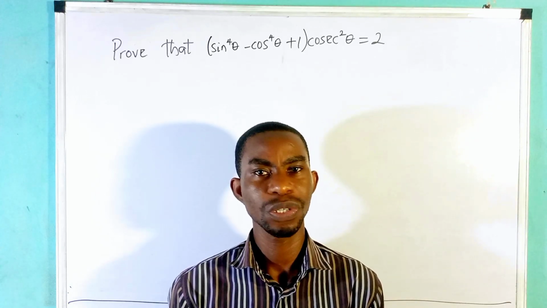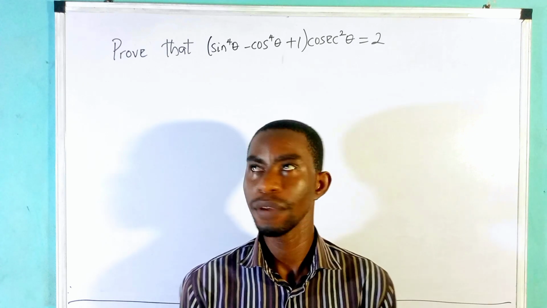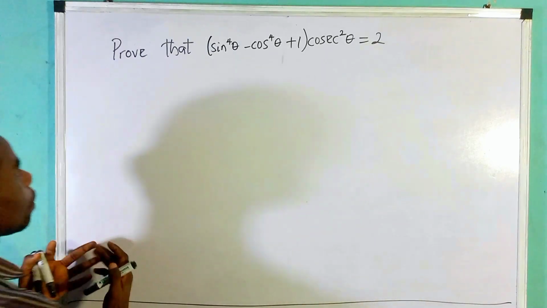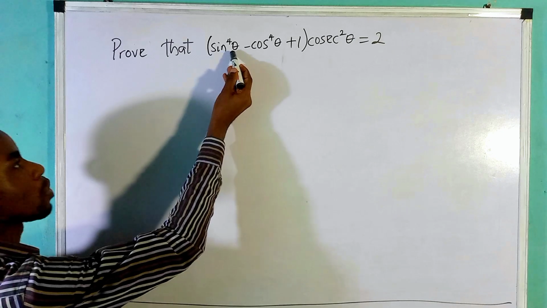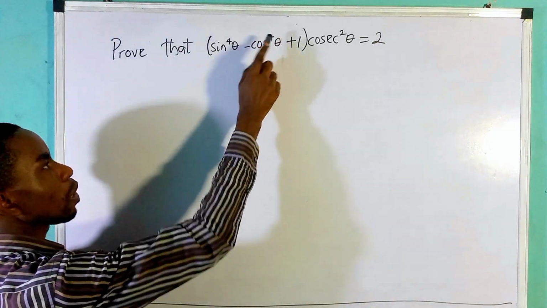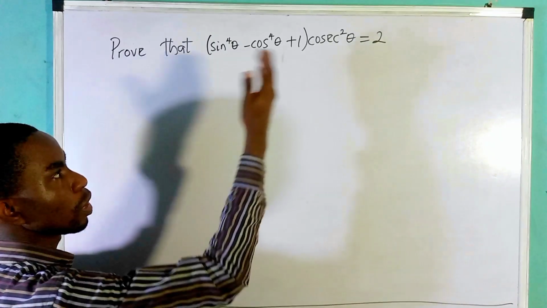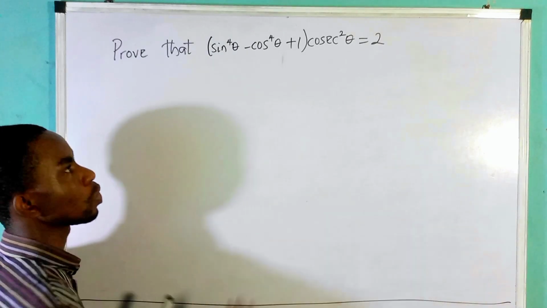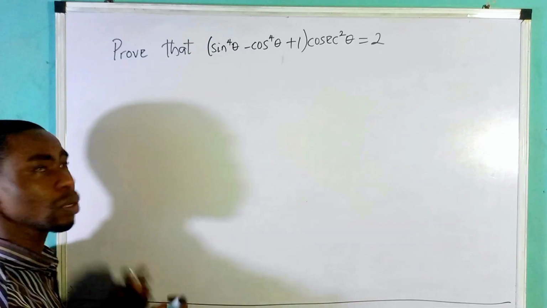Today I'll be looking at the question on trig functions. Okay, the question on the board says prove that sine to the power of 4 theta minus cos to the power of 4 theta plus 1 multiplying cosec square theta is equal to 2. So how do we prove this?